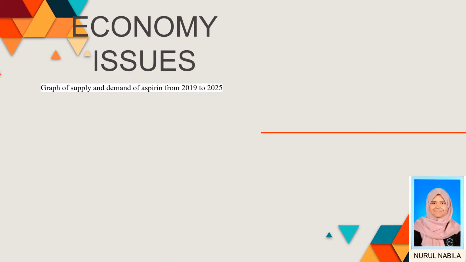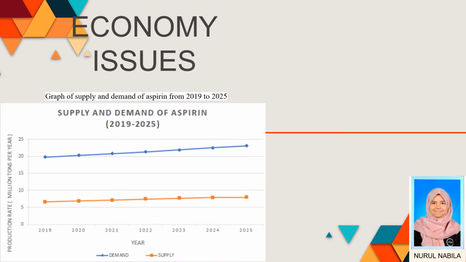In the economy issues part, the global aspirin market demand is estimated to grow at a CAGR of 2.53%, increasing from 19.79 million tons in 2019 to 22.99 million tons by the end of 2025. Due to the high demand for aspirin in the global market, there is also an increase in the number of producers. According to the chemical business, the supply market of aspirin in 2017 was 6.1 million tons and was estimated to be 7.95 million tons in 2035 with a CAGR of 4%. Based on the line graph in this figure, we can conclude that the supply and demand for aspirin have gradually gone up from 2019 to 2025.